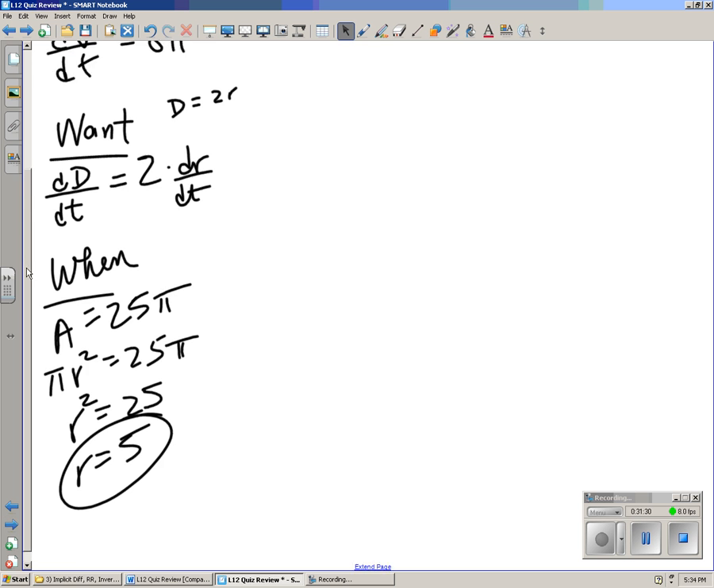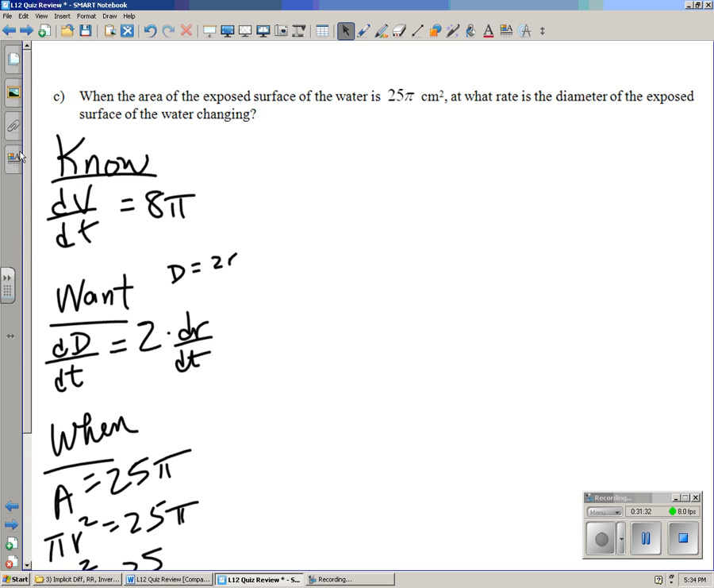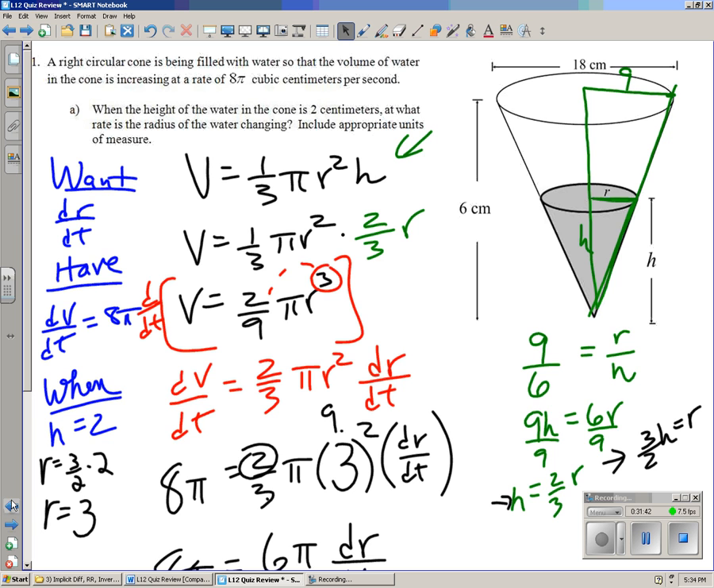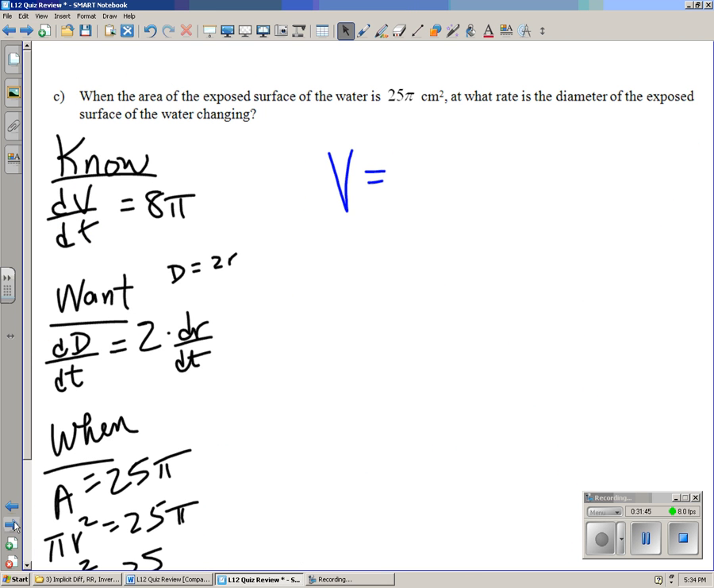Now, this is tricky because the only thing that we know is dV over dt is constant no matter what time. We're going to have to go back to the volume. If we remember from part A, the volume was 2/9 pi r cubed. Okay? Volume was 2/9 pi r cubed. And the reason we have to go back to the volume is because this rate stays constant no matter what. So we're going to have to differentiate with respect to time here because that's going to introduce dV over dt, which is the quantity that we know.